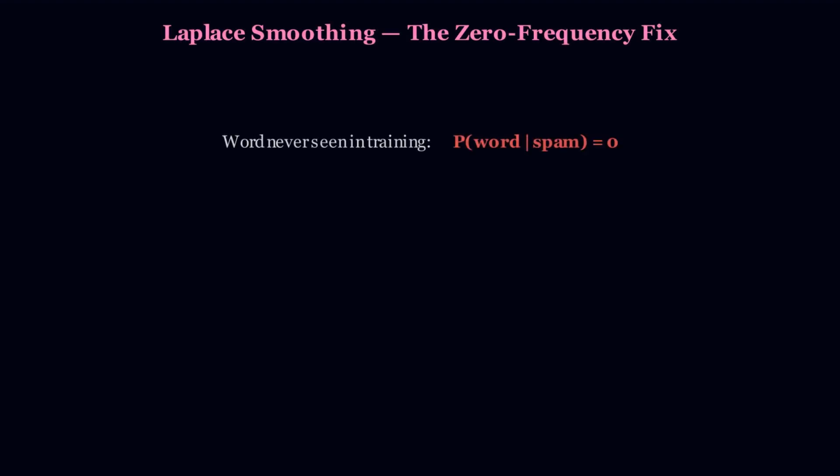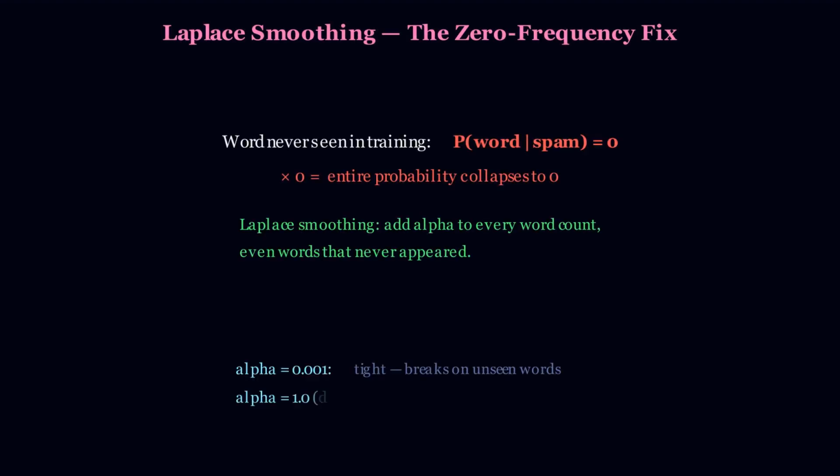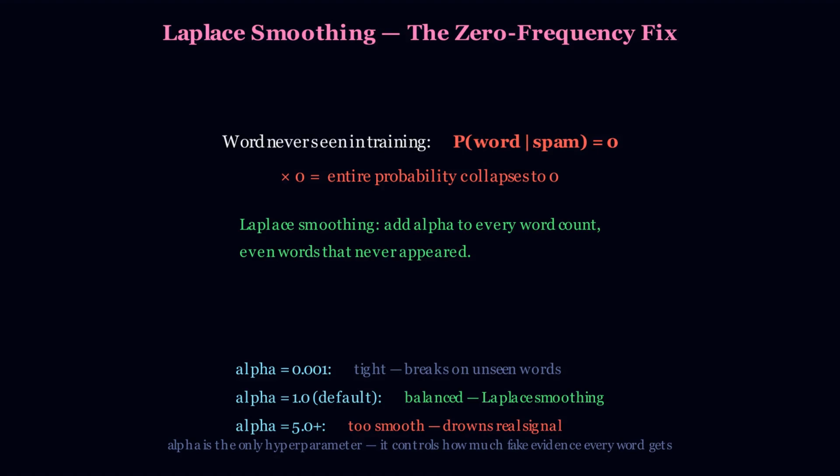One more problem. What if a word never appeared in training at all? Its probability is 0, and multiplying by 0 wipes out the entire prediction. Laplace smoothing fixes this. Add a small count to every word, even unseen ones. That's the alpha parameter, how much fake evidence you hand every word. Too little smoothing breaks on rare words. Too much and it drowns out real signal.